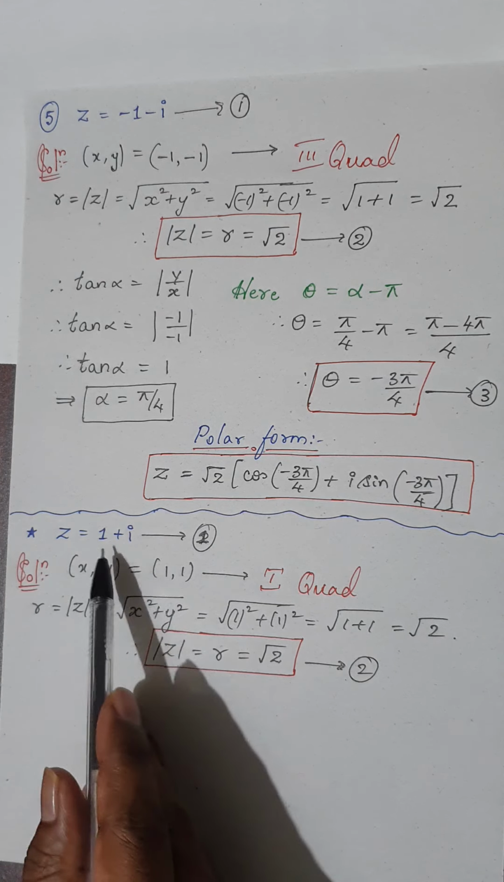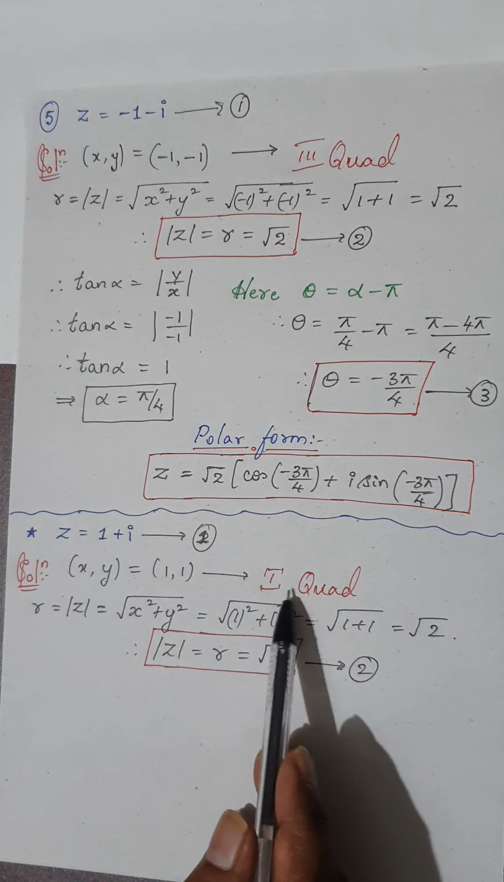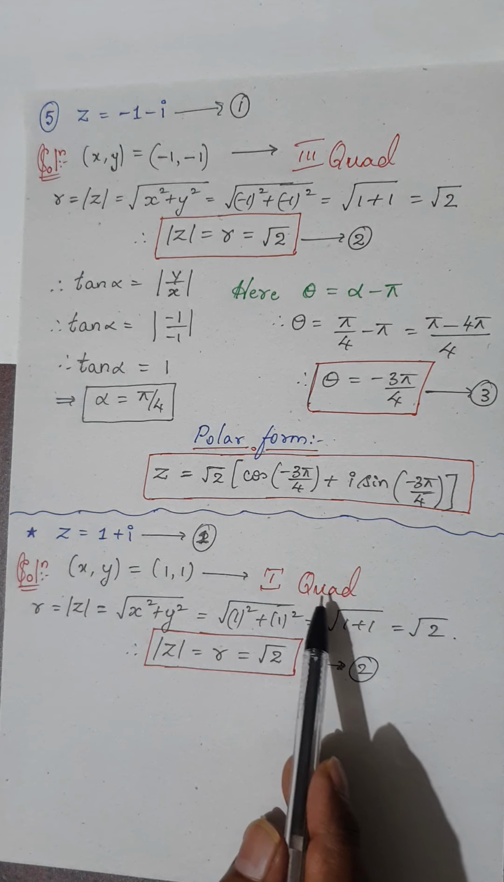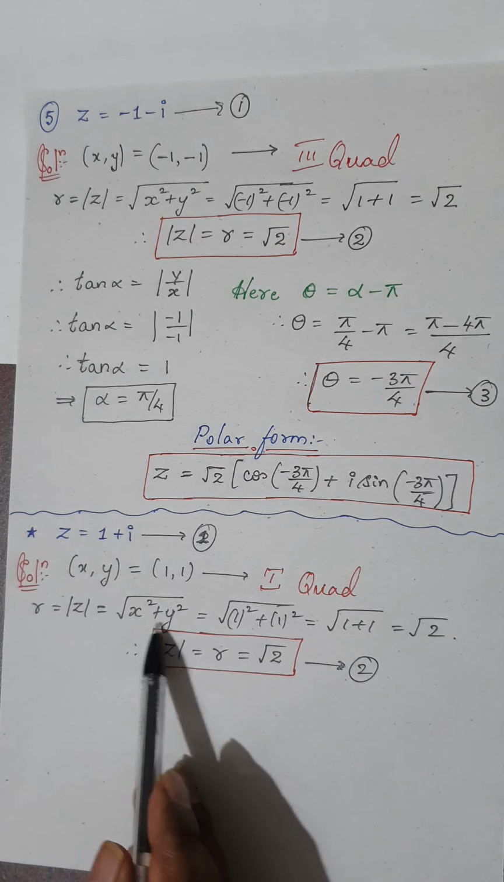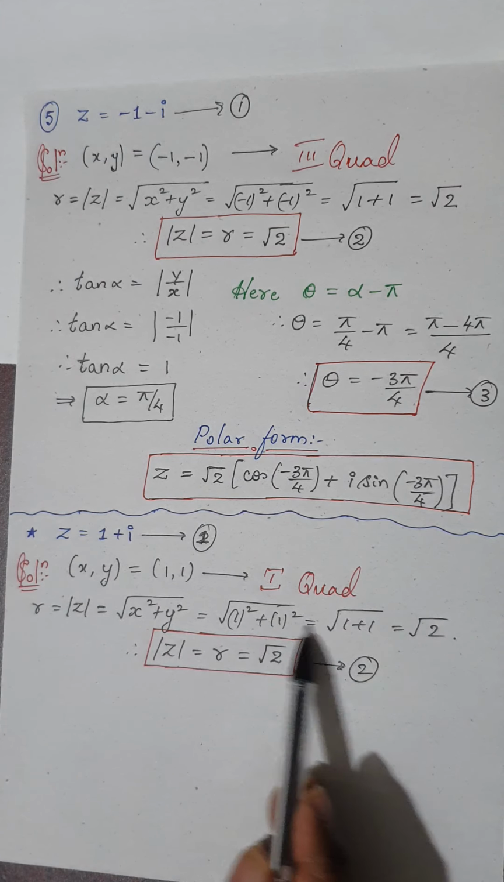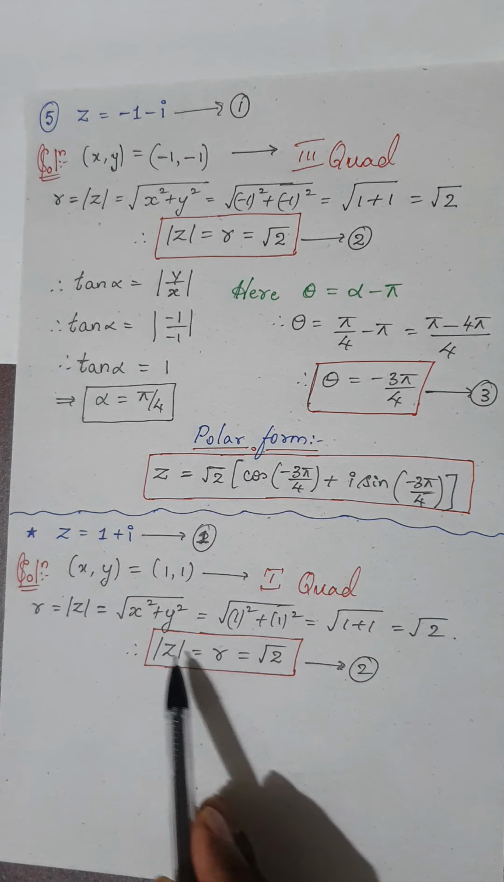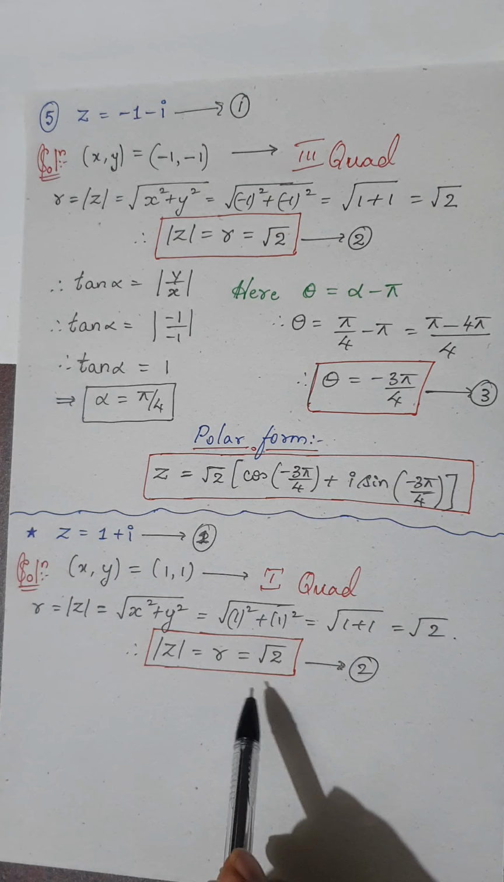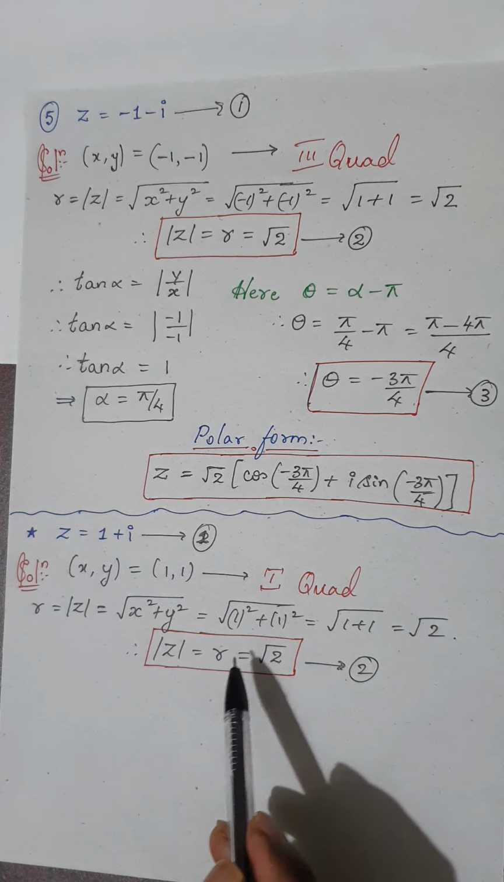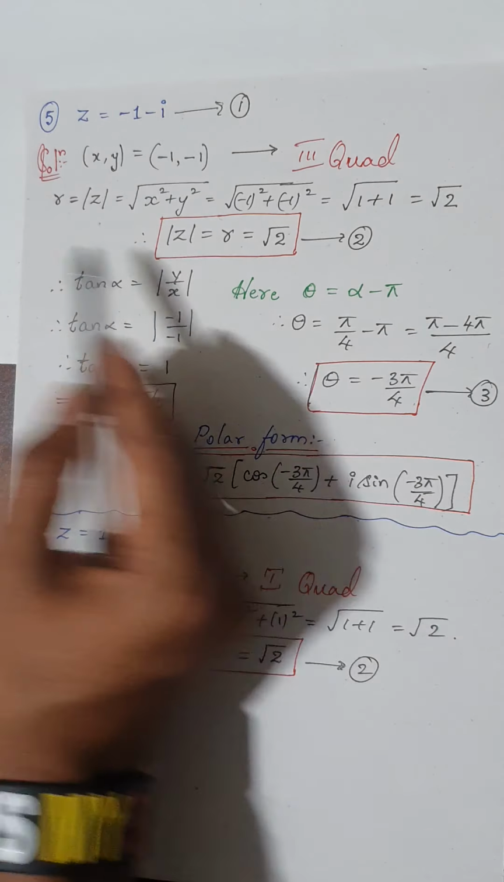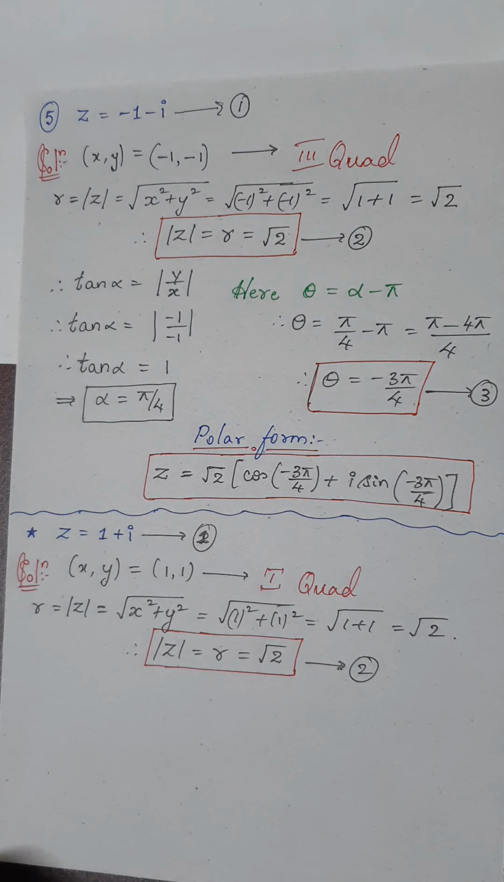Here x and y are both 1 and 1. Both are positive, so it lies in the first quadrant. Okay. So taking the value of r, which is mod z, which is the square root of x square plus y square. If you substitute, you again get the value of the radius. This is just like the circle, all the 4 points which we saw, this one, question number 5 and the remaining 2, they are the 4 points, that is complex numbers on the same circle.